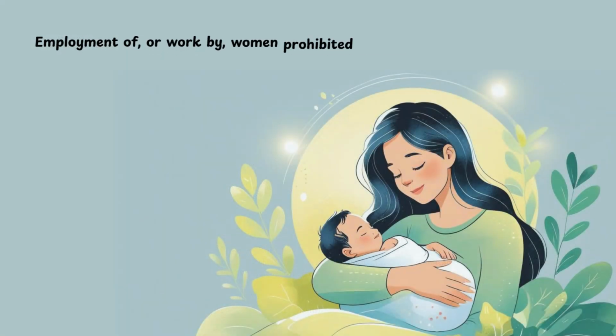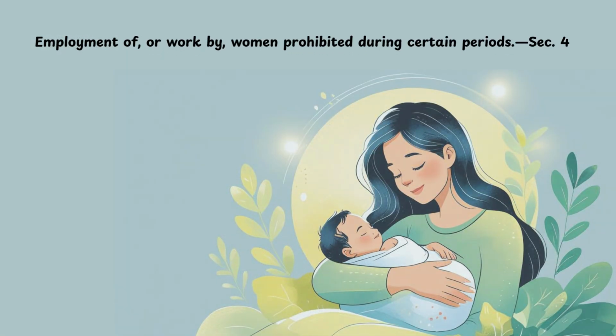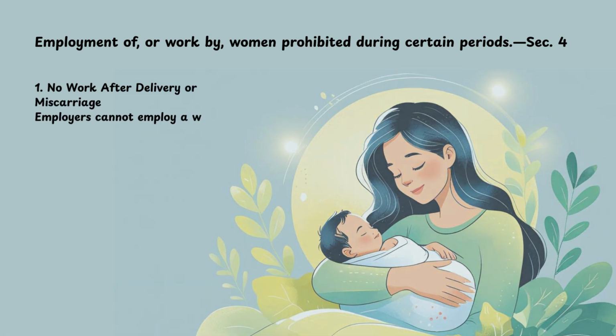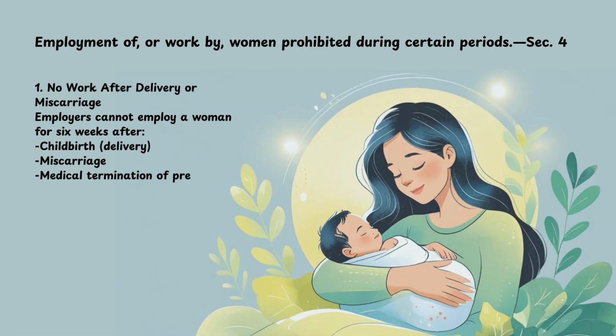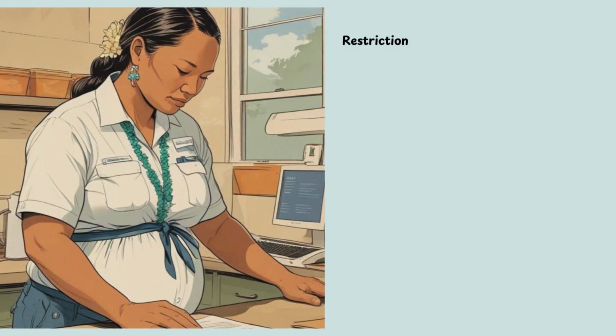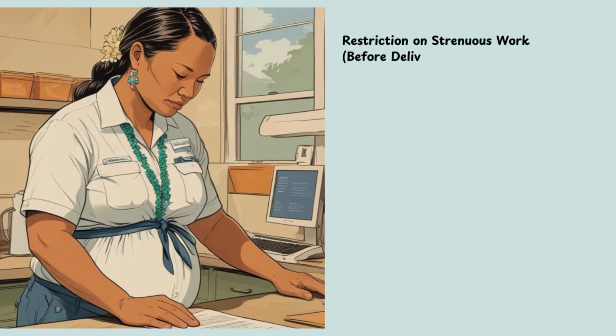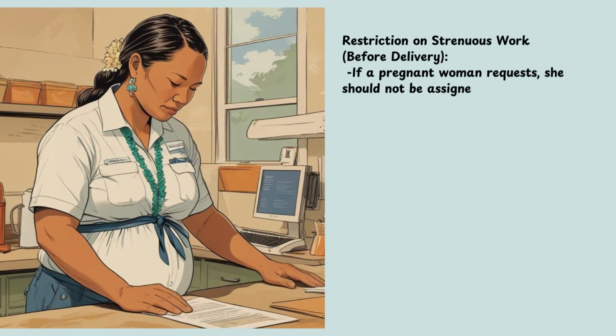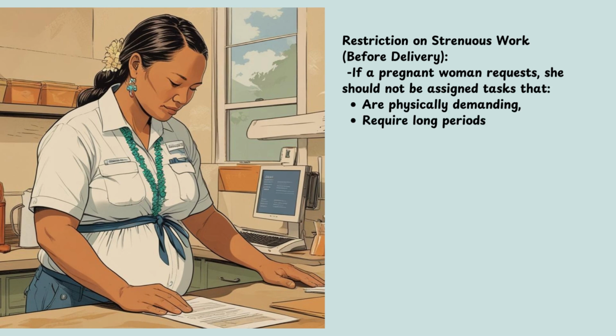Let's move to an important clause, section number 4, that says no employer can allow a woman to work for at least 6 weeks immediately after her delivery, miscarriage, or medical termination of pregnancy. And if a woman who is in the last month of her pregnancy requests her employer, she cannot be asked to do hard physical work, work that involves standing for long hours, or any task that could risk her pregnancy, her baby's health, or lead to miscarriage.